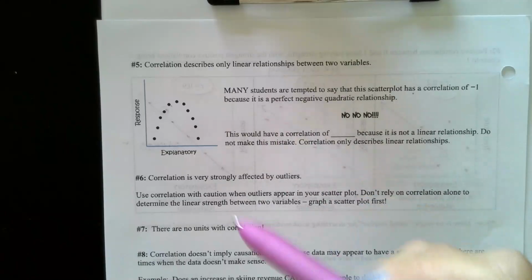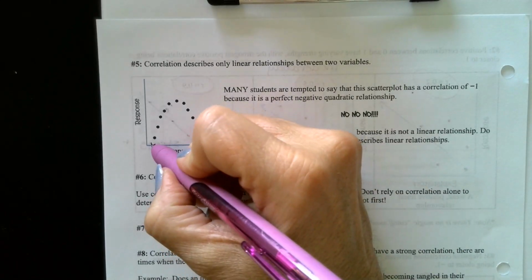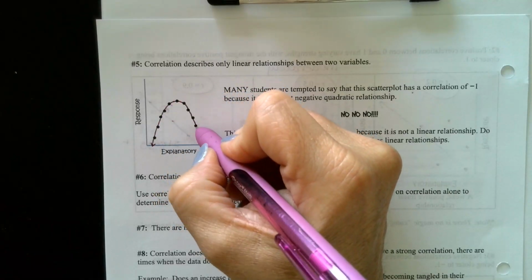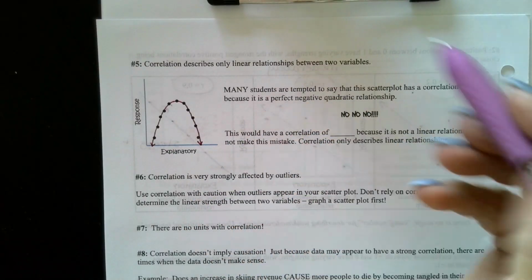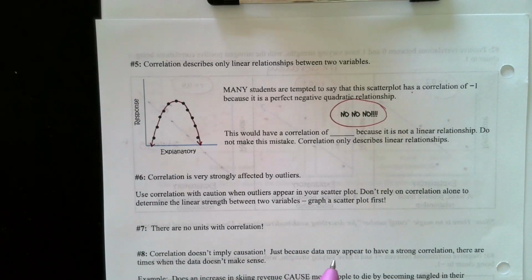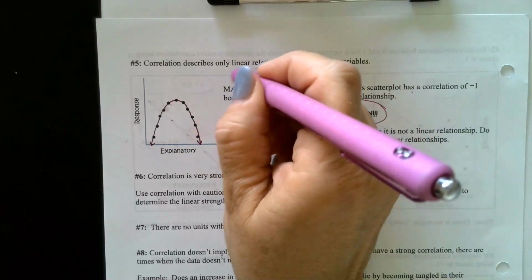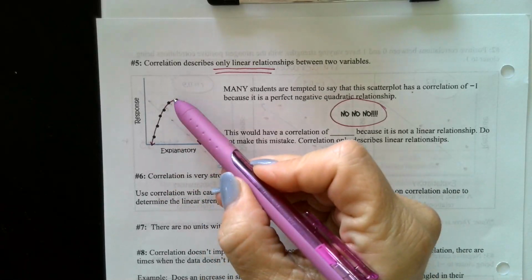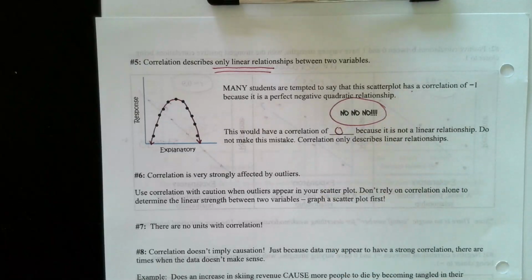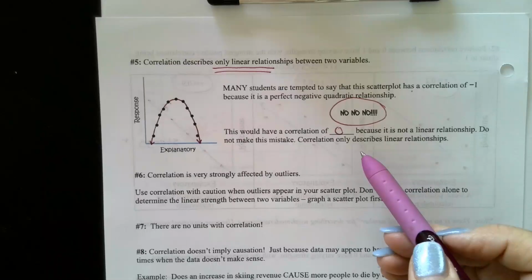Okay, next little tip here. If we look at this, a lot of people would say this is a correlation constant of -1 because it is a perfect quadratic relationship, but this is not the case. The reason is because correlation only describes linear relationships. Because this is going up and this is going down, we would say we have a correlation of 0. There is no linear pattern here. So the correlation here would be 0. We would say there's no relationship.